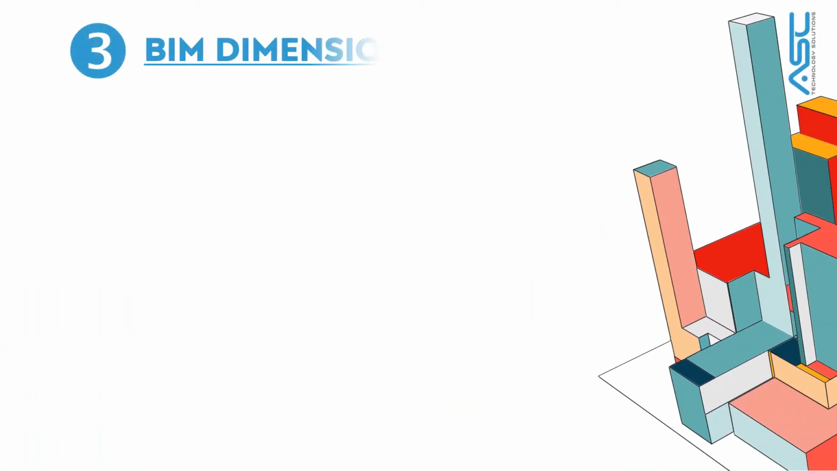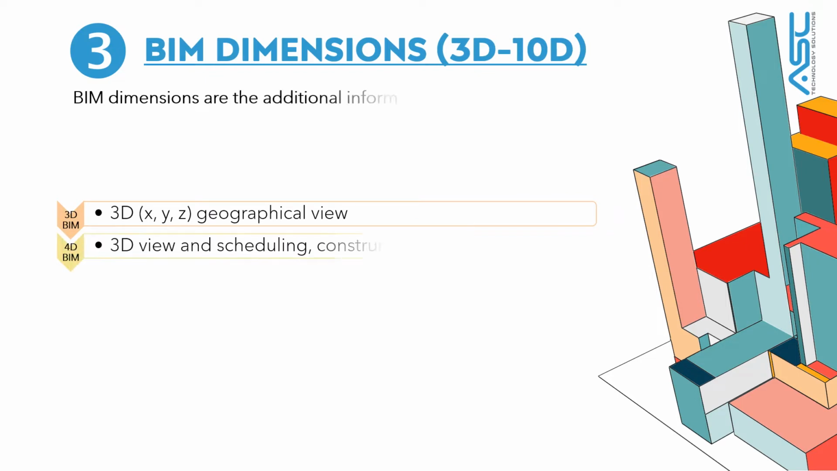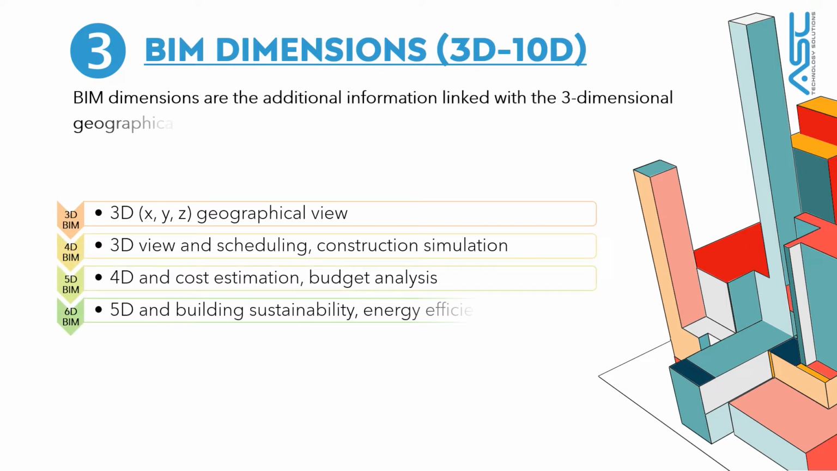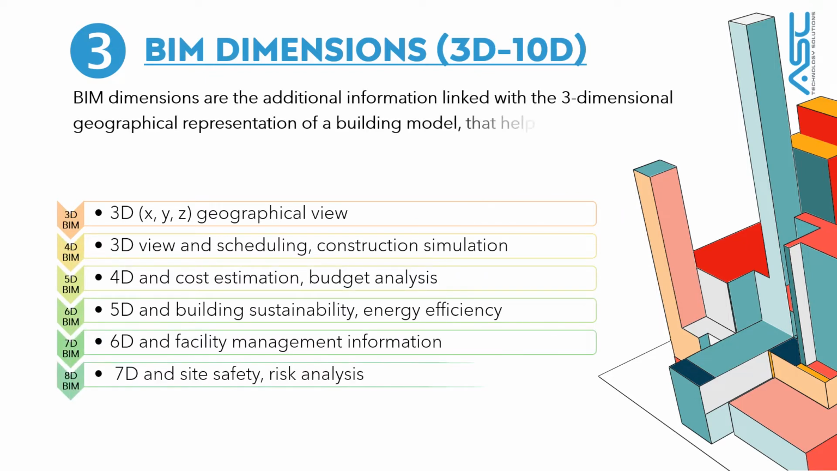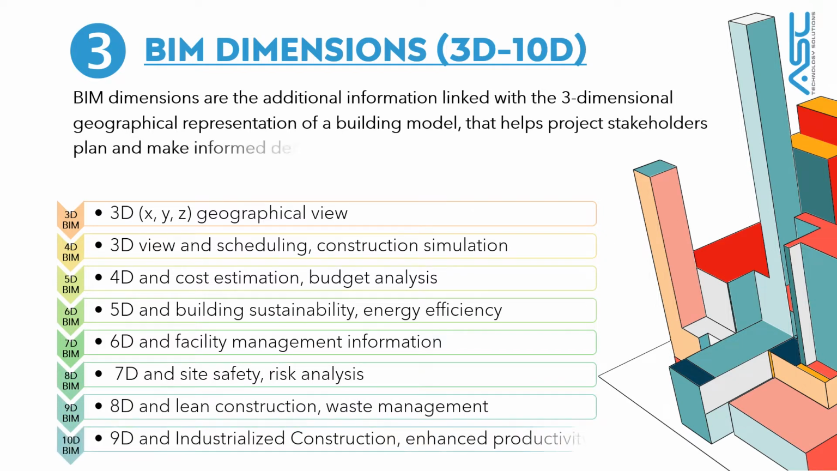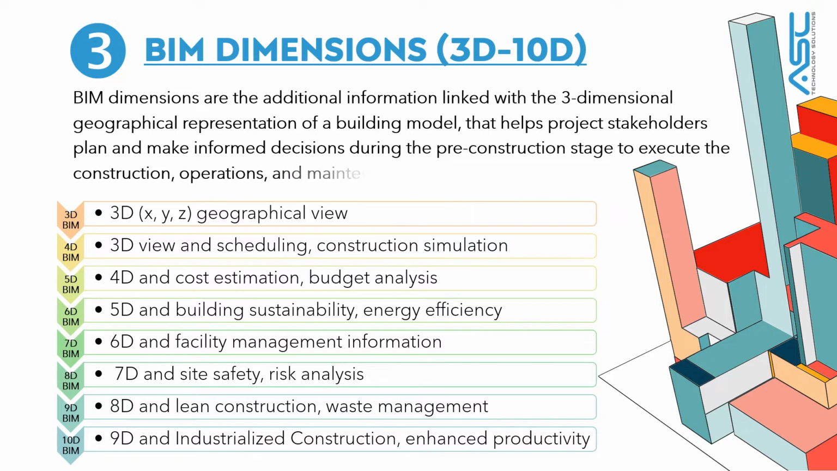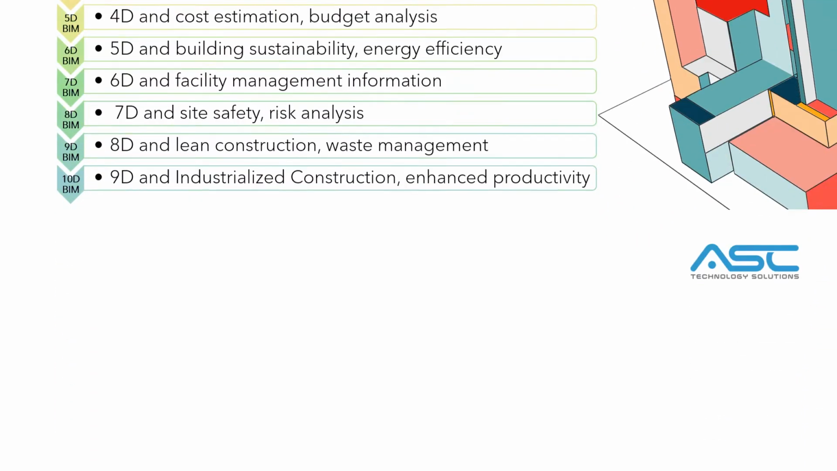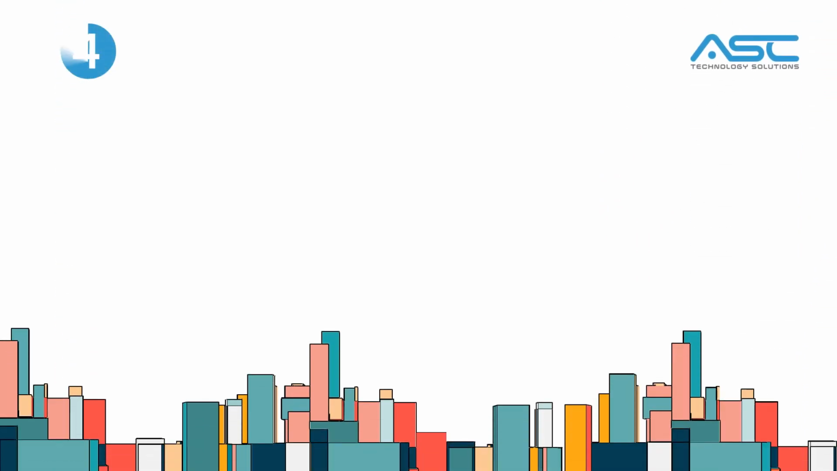3. BIM Dimensions. 3D to 10D BIM dimensions are the additional information linked with the three-dimensional geographical representation of a building model, that helps project stakeholders plan and make informed decisions during the pre-construction stage to execute the construction, operations, and maintenance process flawlessly.